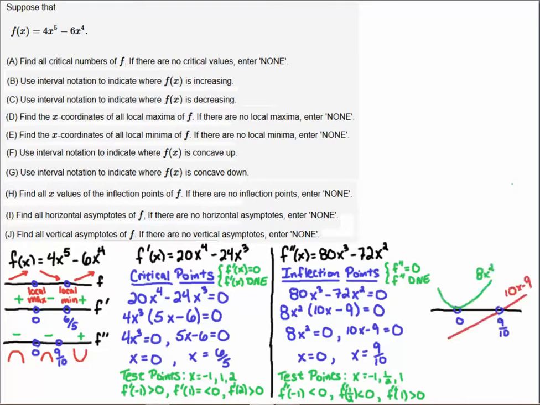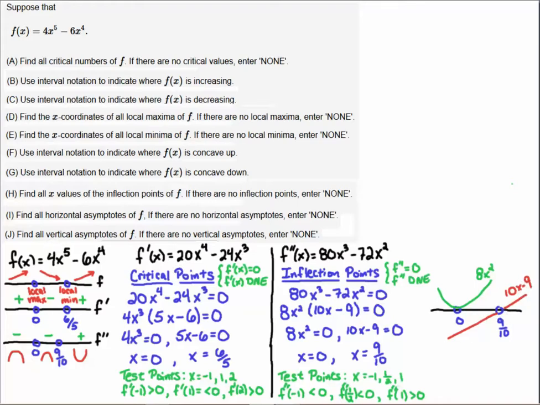Now, I could have done this without test points. I could have done this geometrically. If you look at this factored form of the second derivative, notice you have an 8x squared. That's a parabola. It touches the axis right here at 0. And it's always positive, or at least non-negative, right? Then 10x minus 9 is a line sloping up this way, and it crosses the x-axis at 9/10. So it looks like this line right here.